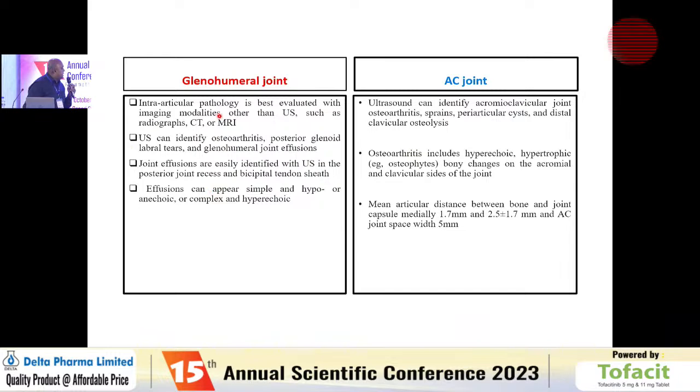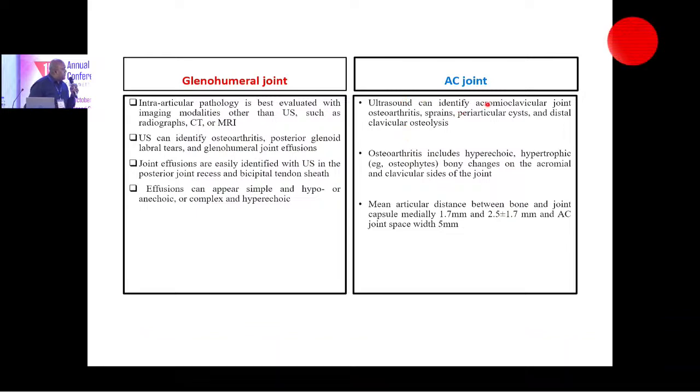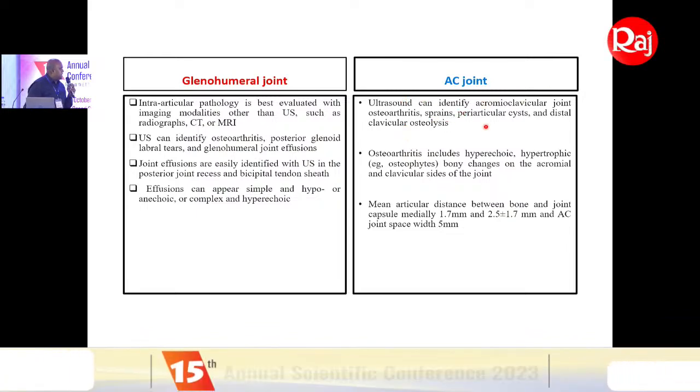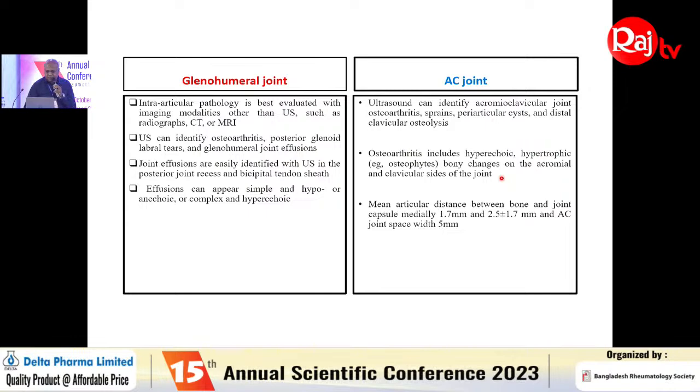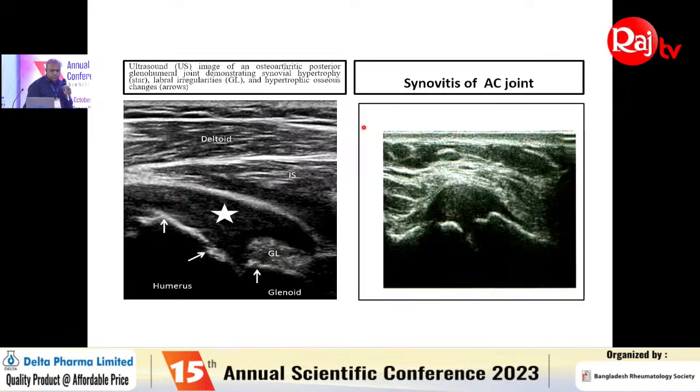In the glenohumeral joint, with ultrasonography we can diagnose osteoarthritis, posterior glenohumeral tear, and glenohumeral joint effusion. Ultrasound can also identify glenohumeral joint osteoarthritis and periarticular cyst. In this posterior scan, we can see synovial hypertrophy in the posterior glenohumeral recess, and the glenohumeral joint is irregular, with hypertrophy and osseous changes there.